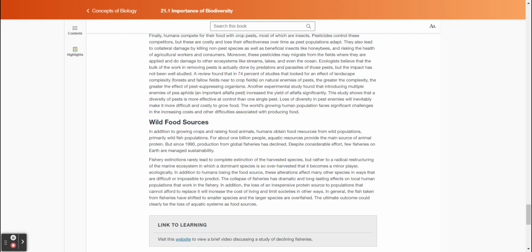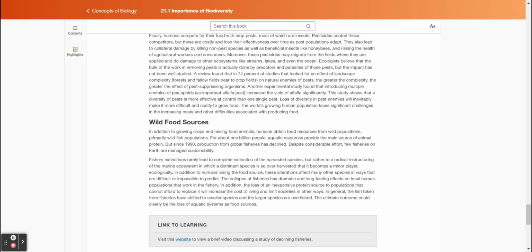They also lead to collateral damage by killing non-pest species, as well as beneficial insects like honeybees, and risking the health of agricultural workers and consumers. Moreover, these pesticides may migrate from the fields where they are applied and do damage to other ecosystems like streams, lakes, and even the ocean. Ecologists believe that the bulk of the work in removing pests is actually done by predators and parasites of those pests, but the impact has not been well studied.